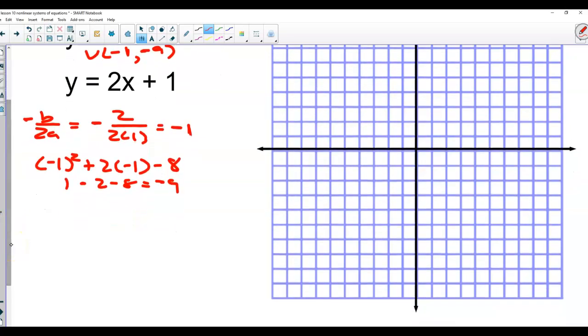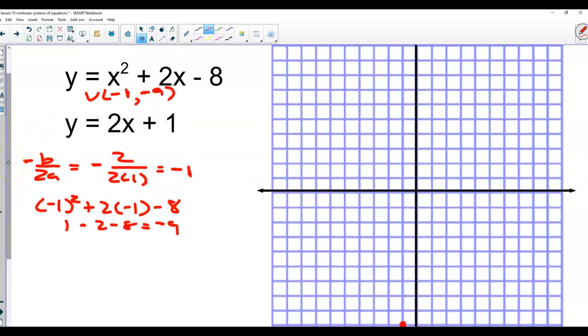And I'm going to put that in right away. Clearly 0, negative 8 has to be a point. And therefore negative 2, negative 8 has to be a point. My parabola's got to be symmetric.